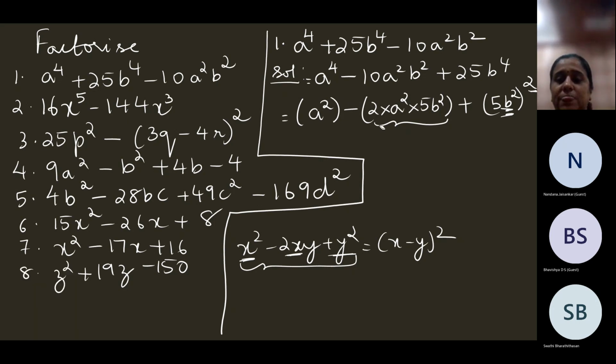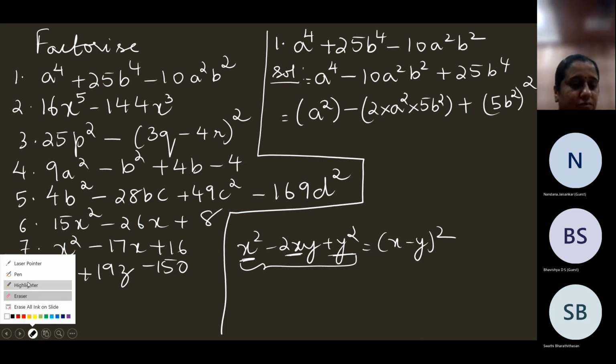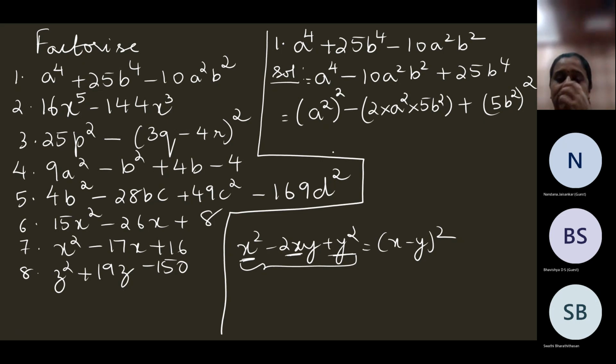Now you need to check the middle term, because the first and the last terms, you will get a to the power 4 and 25b to the power 4, because we wrote them very consciously in order to get those results. Now the middle term, 2 into 5, 10. 10a square b square. Yeah, that's what we have, minus 10a square b square. So that means the given three terms go with the identity x square minus 2xy plus y square, which is nothing but x minus y the whole square.